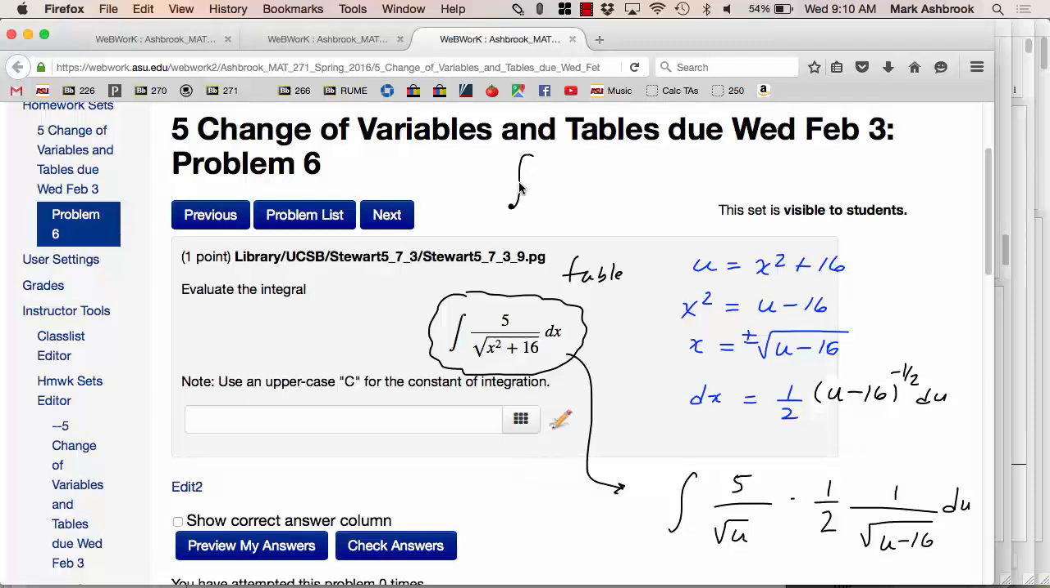There should be a table entry like that. The common table forms are x squared plus a squared, x squared minus a squared, and a squared minus x squared. Those are very common table forms. So there should be a table that looks like this: 1 over square root of x squared plus a squared dx. Does anybody have what that would be? What is it?